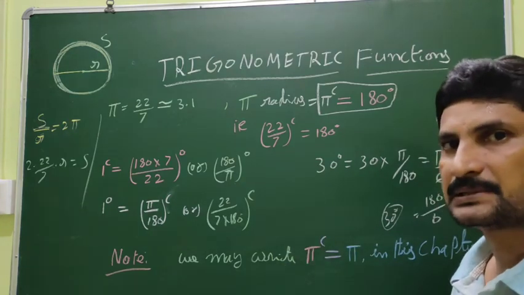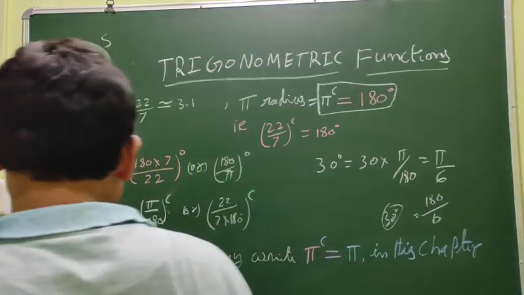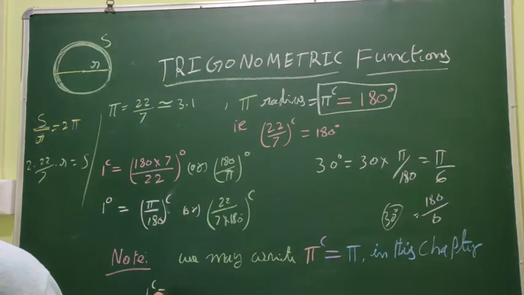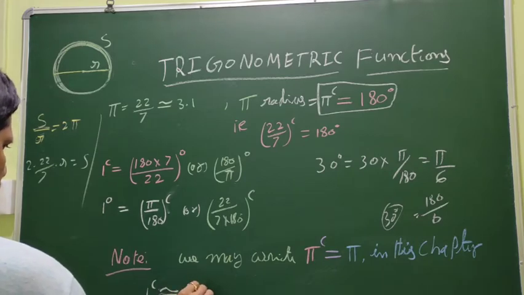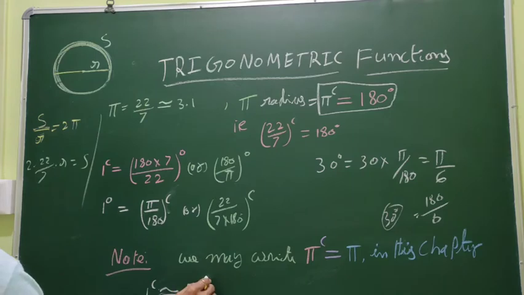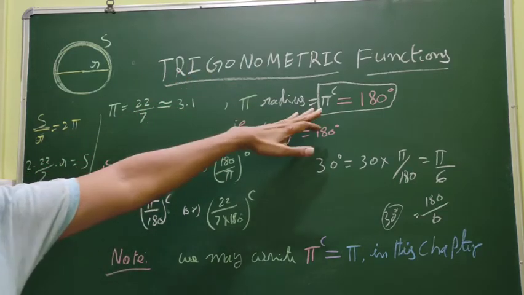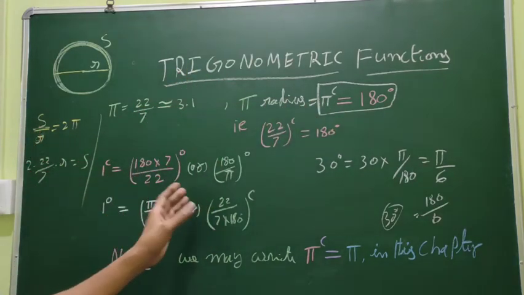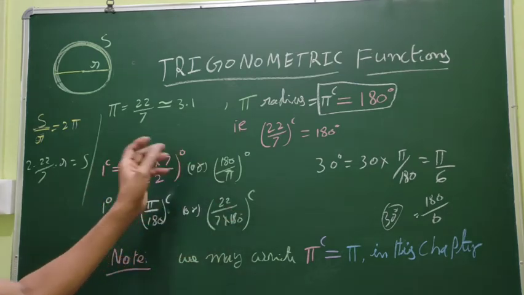1 radian is approximately 54 degrees. Approximately 1 radian is equal to 54 and some degrees. But no need of writing this. Only this is the basic formula, conversion degree to radian, radian to degree.